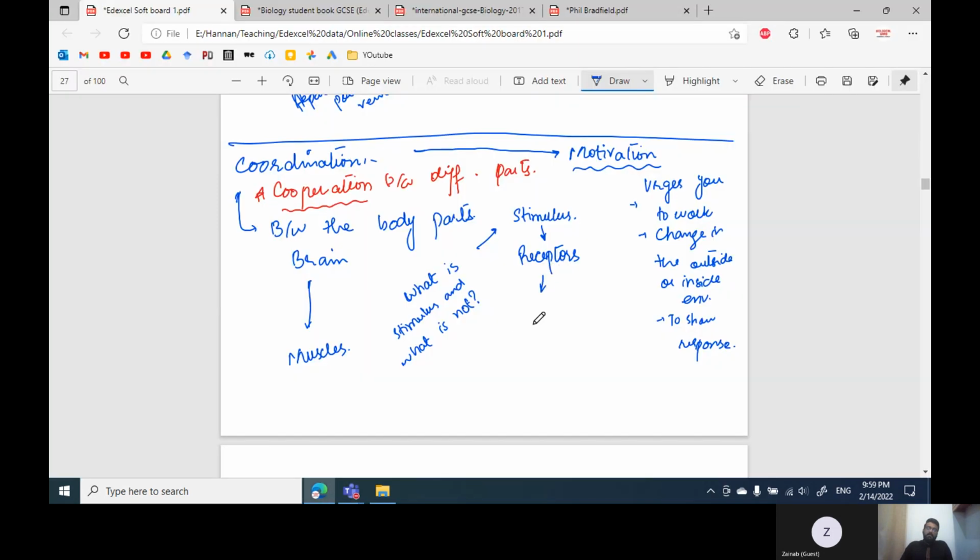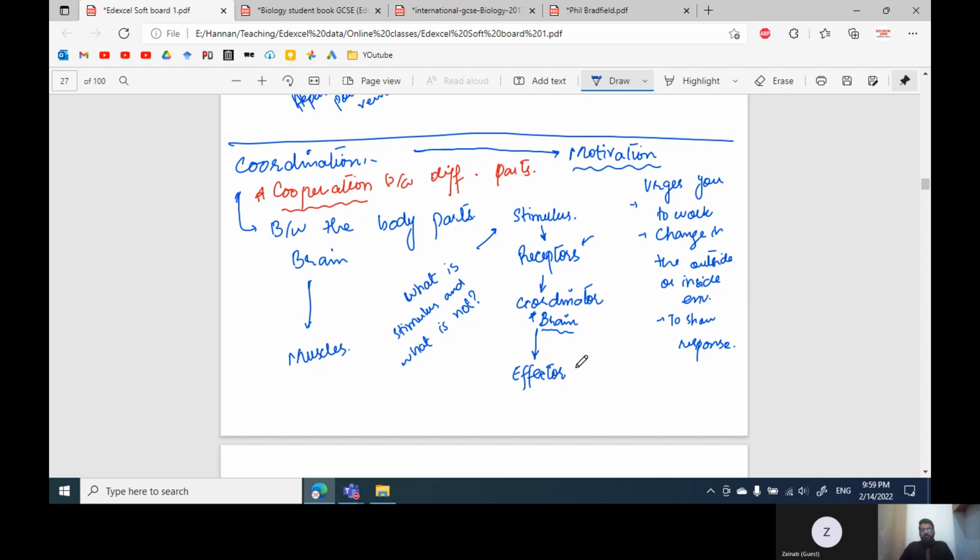Then after the receptor, it is the coordinator. The coordinator is the one that actually processes the information that is arising from the receptor. And what would it be? What is the coordinator? What do you suppose? The nerves? No, the nerves are the pathway. The one that processes the information is the brain. And then after that, it would tell some organs to show the response.